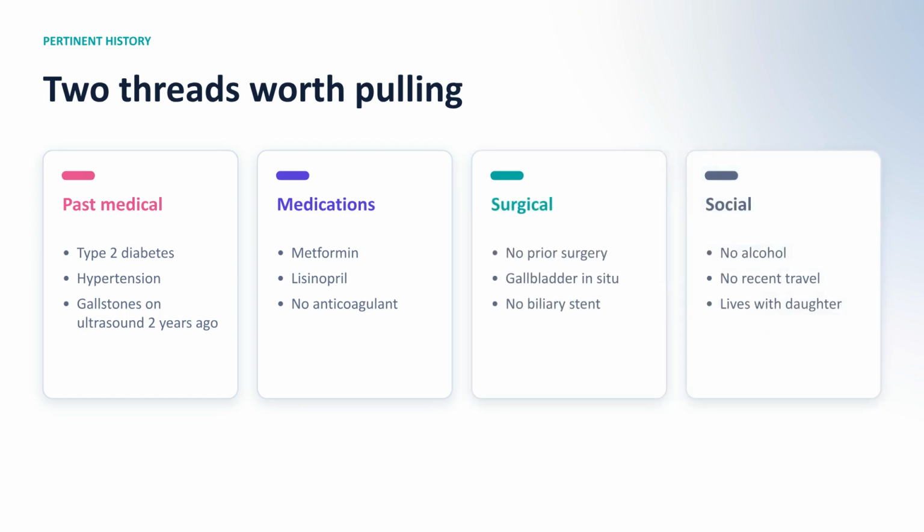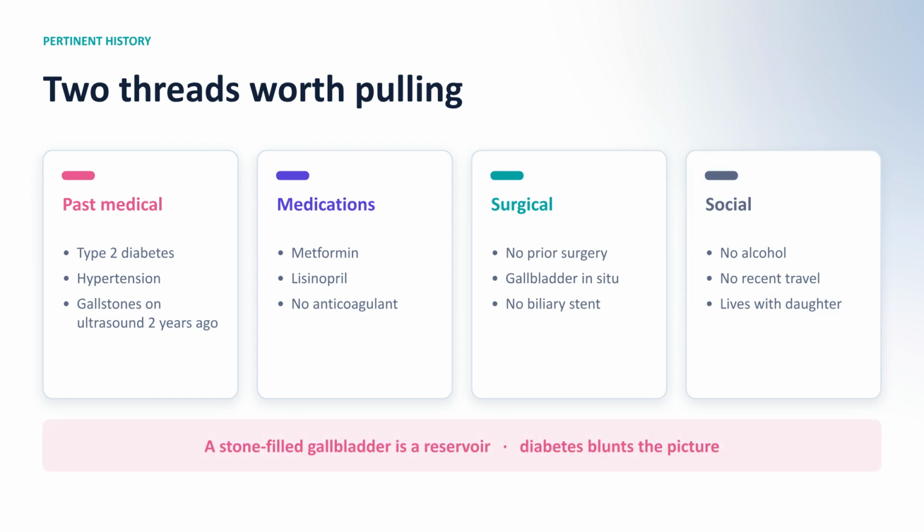2 threads to pull here. First, a gallbladder full of stones is a reservoir, and one of those stones can migrate down into the common bile duct. Second, diabetes blunts the inflammatory response. These patients can look better than they are, and then fall off a cliff.